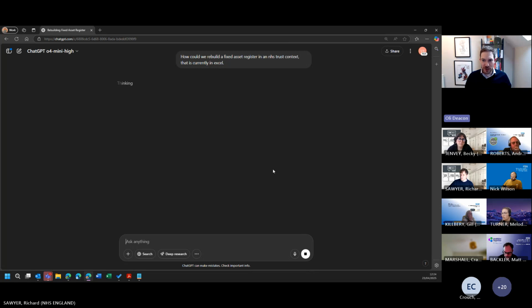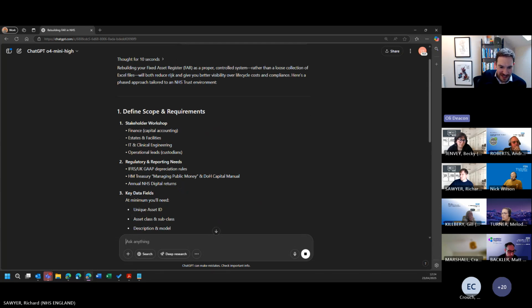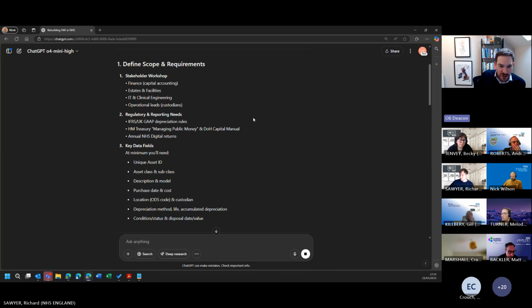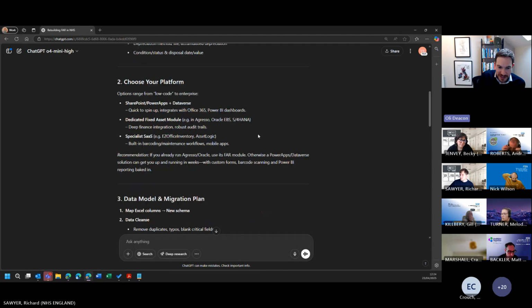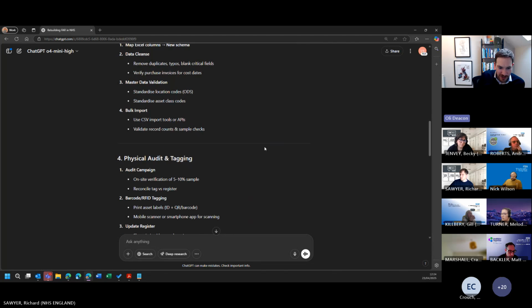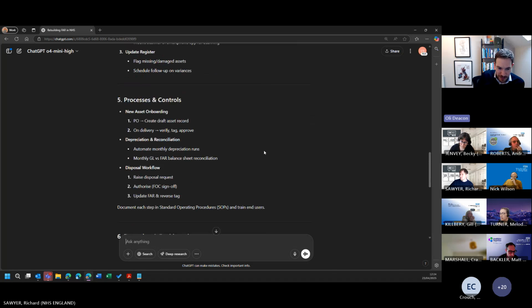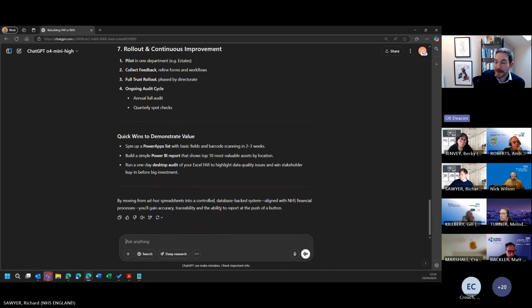Now, what these models do is they don't necessarily give you a full thing, but what it's giving us here. Okay, so let's see. Scope and requirements, let's keep going down. Choose a platform, so it's giving you some options on how we could do that. Then data model and migration plan, how to think about that. Physical auditing and tagging, what we need to do, process and controls, reporting and dashboards, how to think about that, roll out, continuous improvement, some quick wins. Now, this is an immediate answer. It thought for 10 seconds about how to do that, and then came up with some thoughts.